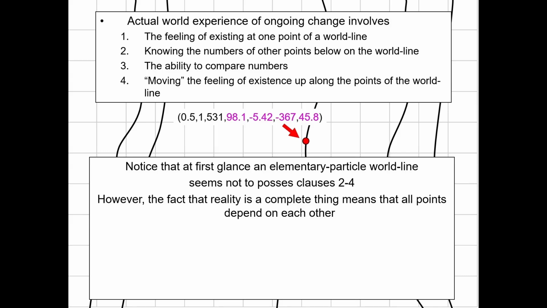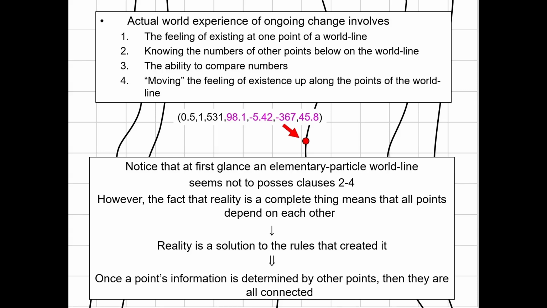However, the fact that reality is a complete thing means that all points depend on each other. So reality is a solution to the rules that created it. And because they are creating rules, we can say that a point's information is determined by other points. And that means that they are actually all connected. All the points are connected to each other.